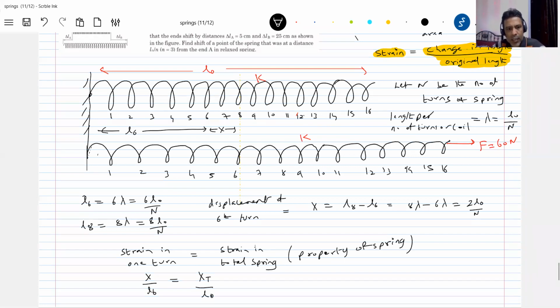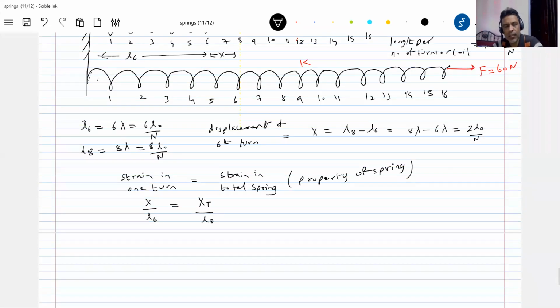Okay, let's substitute all the things now. So we know what x is. x we know: 2 L naught by N. What is L6? 6 L naught by N. Equal to this should be XT. What is XT?